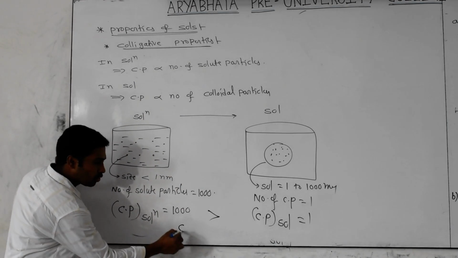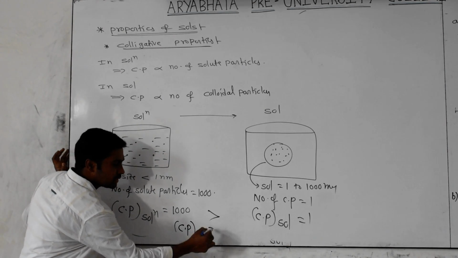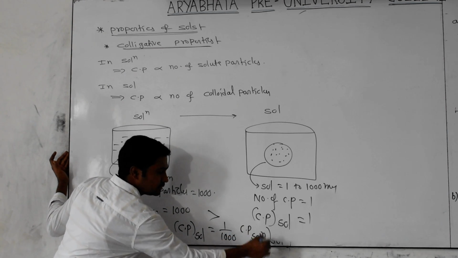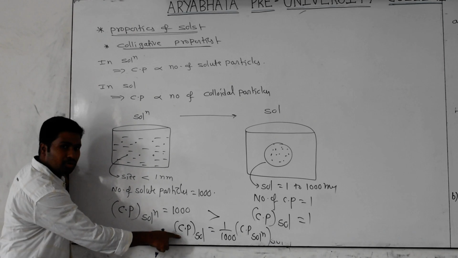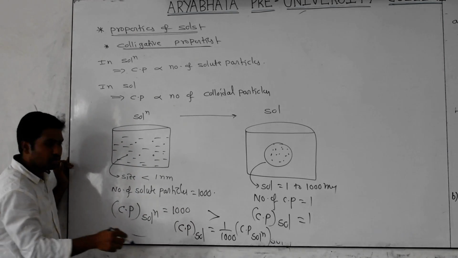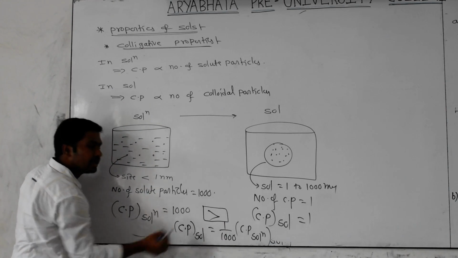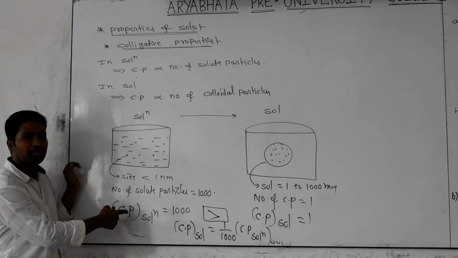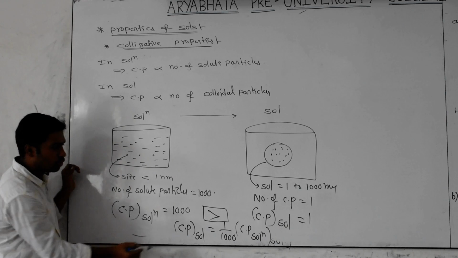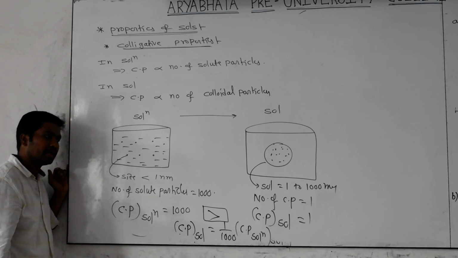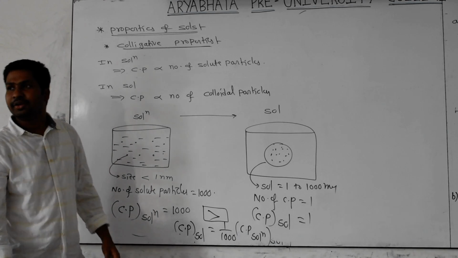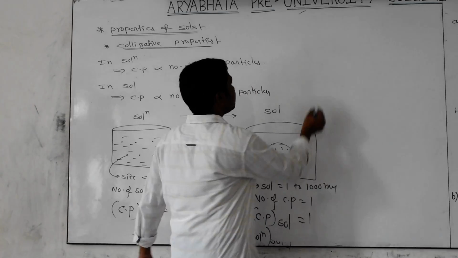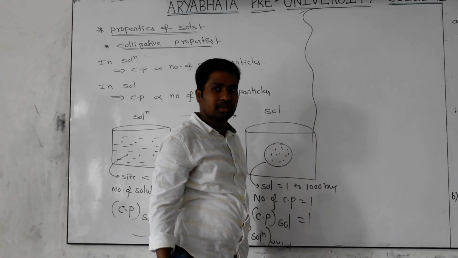Can you give the one relation here? I am just writing it here. See, the colligative property of a sol is equal to 1 by 1000 times the colligative property of the solution. The 1000 cancel together becoming 1, but what is the conclusion? Always a sol has a lesser amount of colligative property than the solution, because there are a very small number of particles there. The relation: the colligative property of a sol is always 1 by 1000 times the colligative property of the solution. Did you get my point? This is one of the important conclusions from the sol's colligative properties. Is it clear? I think it is done.